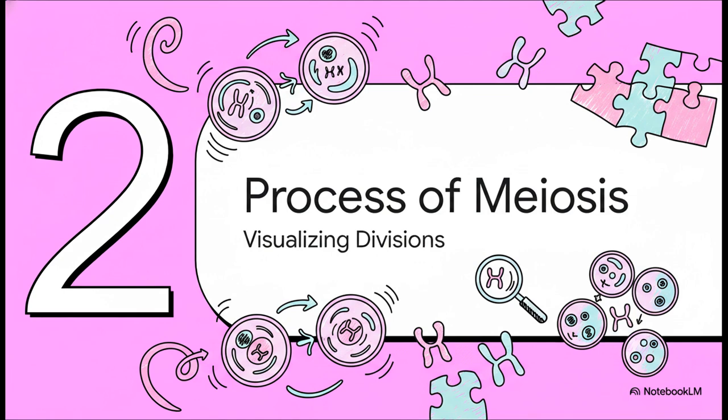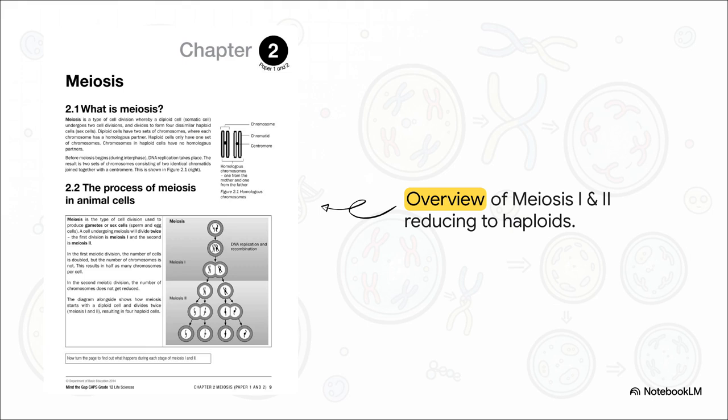Moving on to part 2, the process of meiosis. This is where we visualize the divisions. Remember, visual identification is the most heavily tested skill here. Let's take a look at this beautiful overview. Now, before meiosis even begins, during a phase called interphase, the DNA actually replicates. But once meiosis officially kicks off, a diploid cell goes through 2 complete divisions.